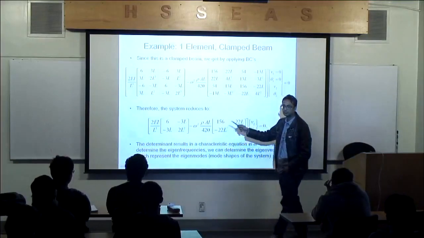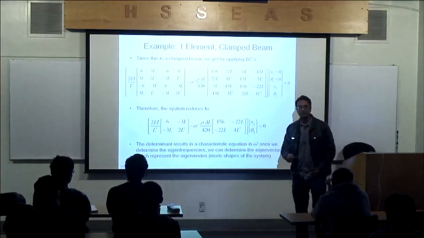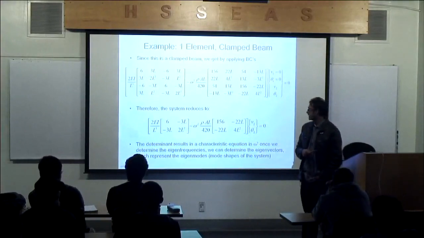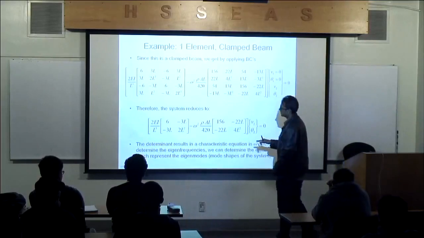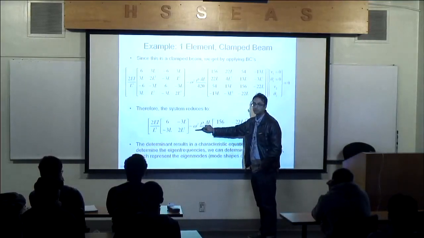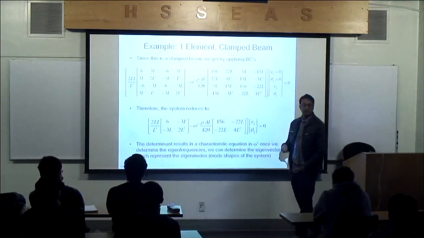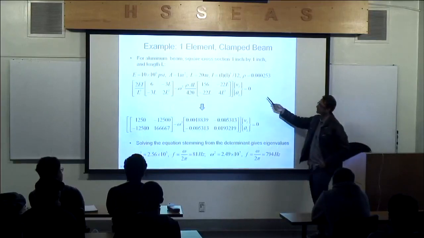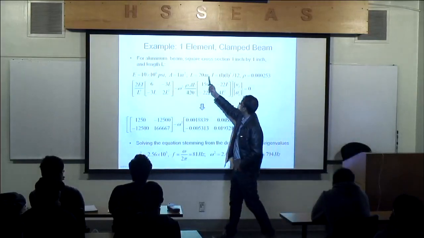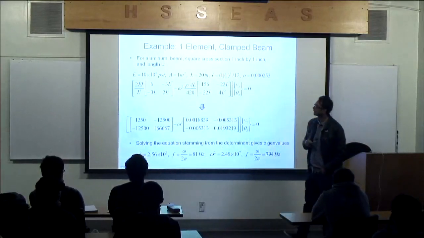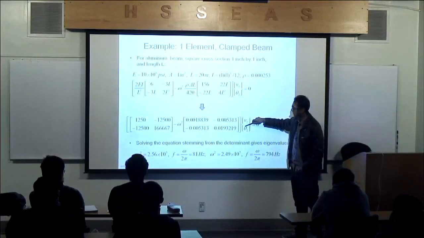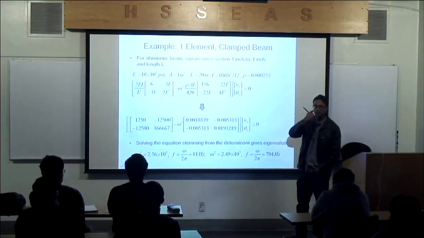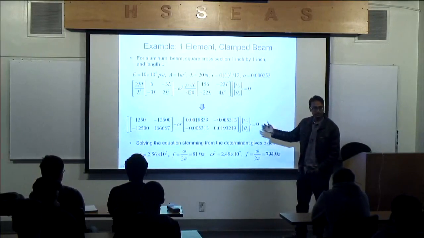When I find the determinant, what I will find is a quadratic equation, which you can solve by hand. That determinant gives you a characteristic equation in omega squared, which you can solve for. When I used these values of E, A, L, I, and rho and plugged them in, I'll be honest with you, I did not do it by hand. I went to Mathematica and got the numbers out.